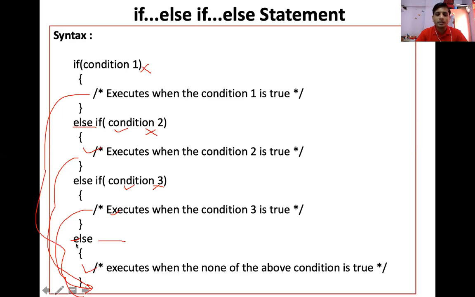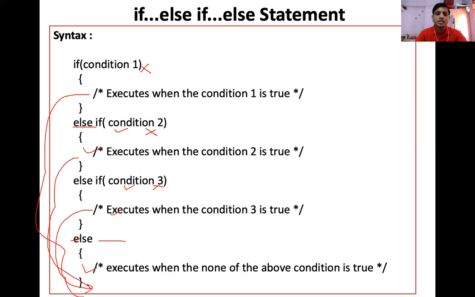So what it means is that the last else part will execute only if the first condition is false, second is false, third is false. You can consider this last else as a default case. If the first is not true, second is not true, third is also not true, then the last is always true.